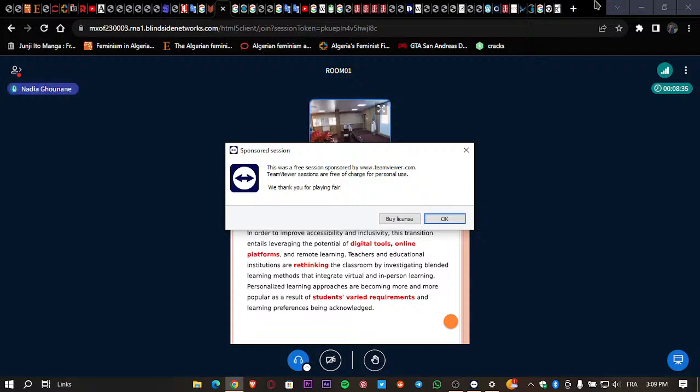The post-COVID era demands a fundamental evolution of teaching and learning paradigms due to the shift from crisis to opportunity. In order to improve accessibility and inclusivity, this transition entails leveraging the potential of digital tools, online platforms, and remote learning. Teachers and educational institutions are rethinking the classroom by investigating blended learning methods that integrate virtual and in-person learning.